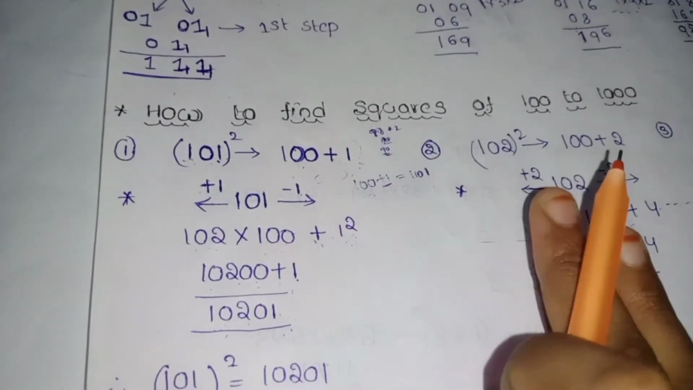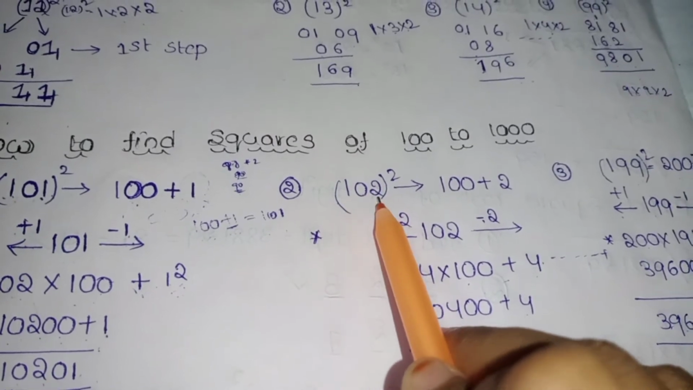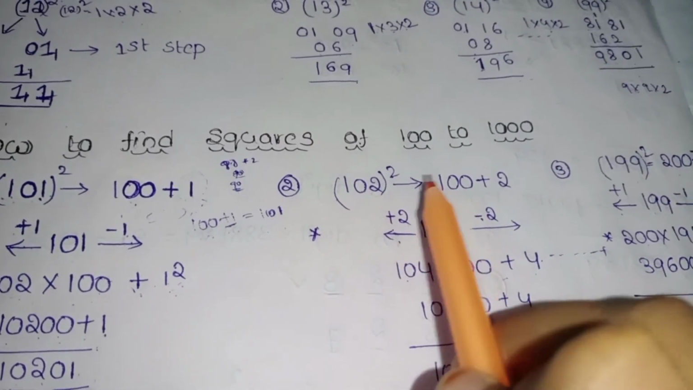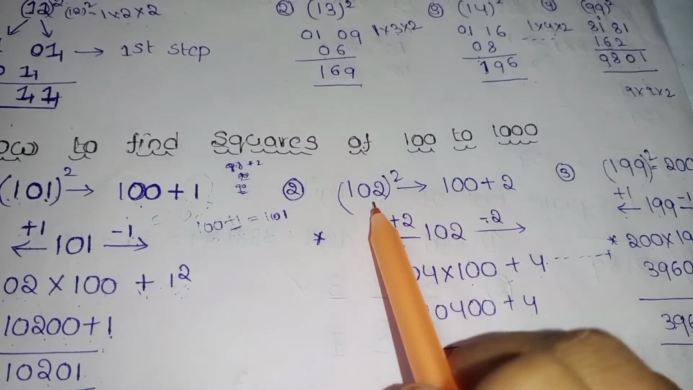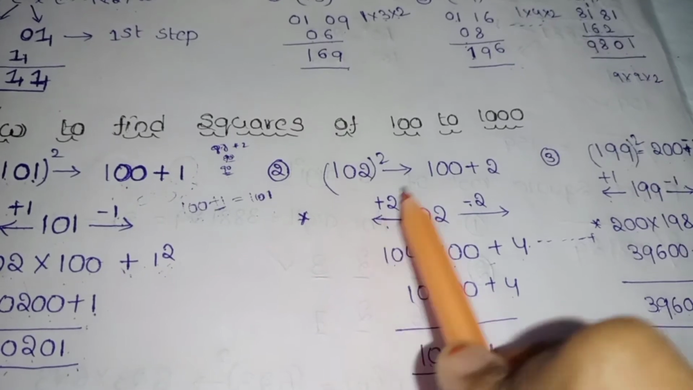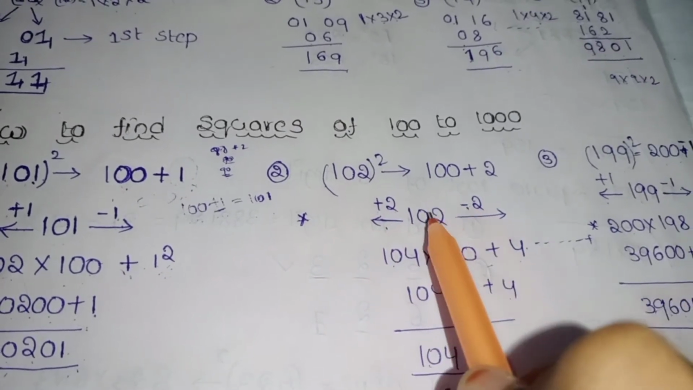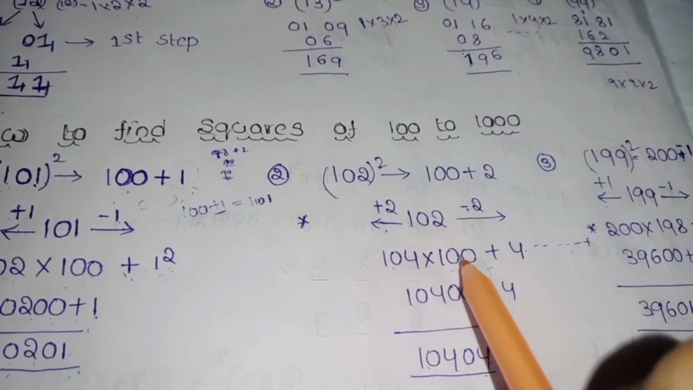Let us see another example for better understanding. 102 whole square. 102 is near to 100, right? Which number do I have to add to 100? I am getting 102 with 2, so I am taking 2. First, 2 is added and 2 is subtracted. If I add 2, I get 104. If I subtract 2, I get 100.